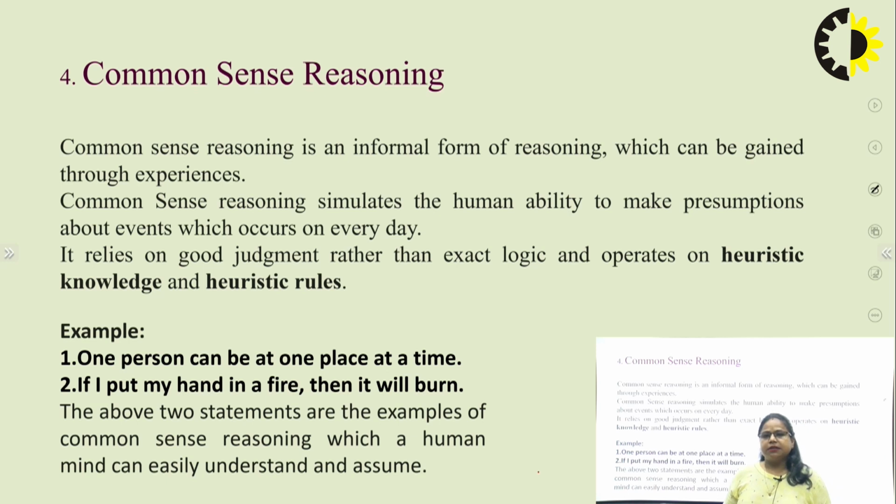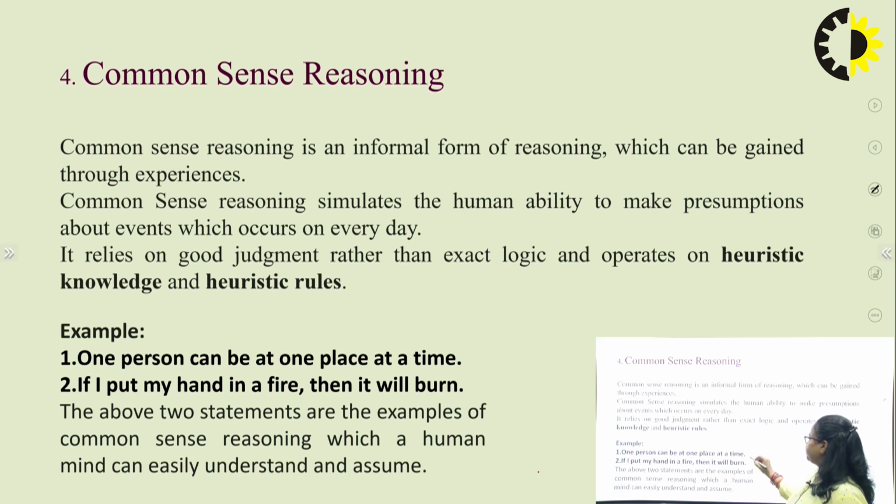So, we can say common sense reasoning simulates the human ability to make pre-assumptions about a particular event which is to occur in our day-to-day life. Right? And basically, we are making good judgments rather than exact logic, or it operates on heuristic knowledge. We are not applying any knowledge or any heuristic rules onto the given data. We are only going by a judgmental way, because we generally assume that we are good judges. Right? So, whatever we judge, we take it to be the correct statement.